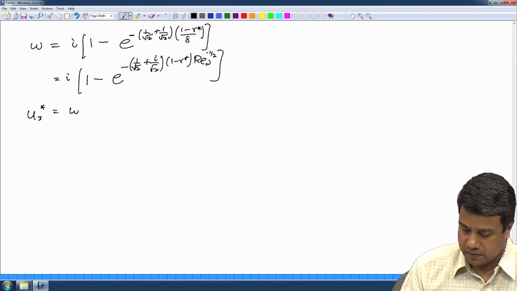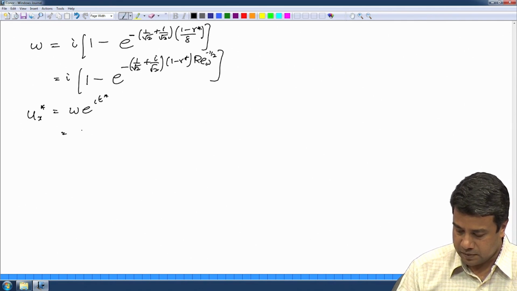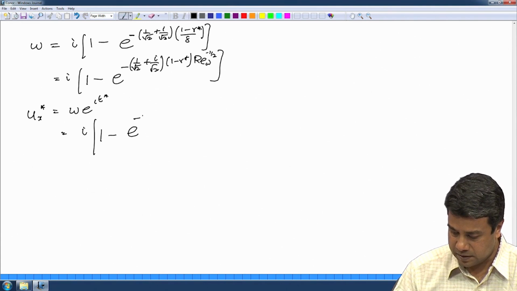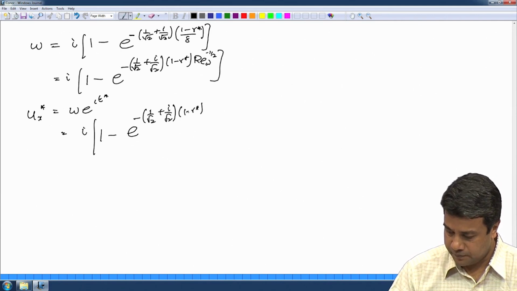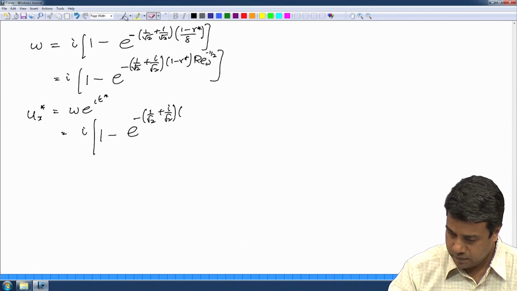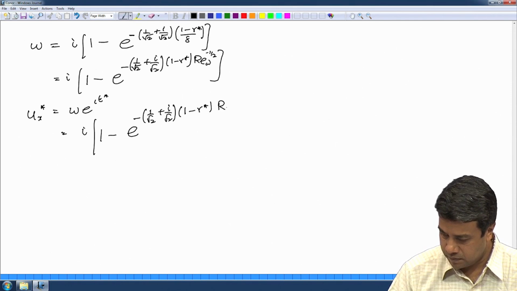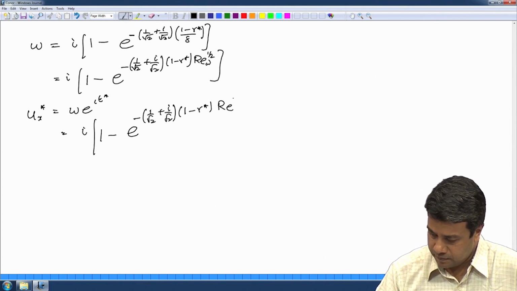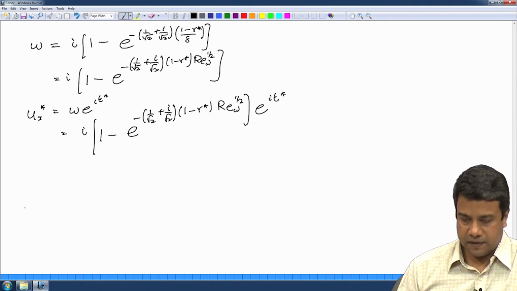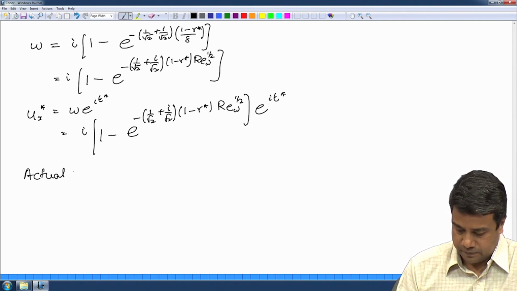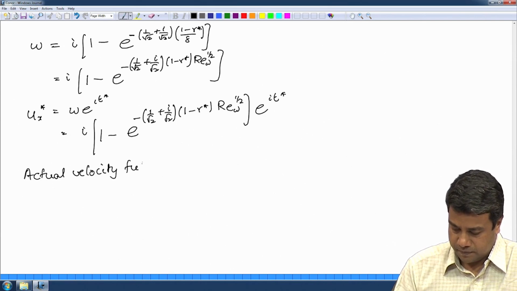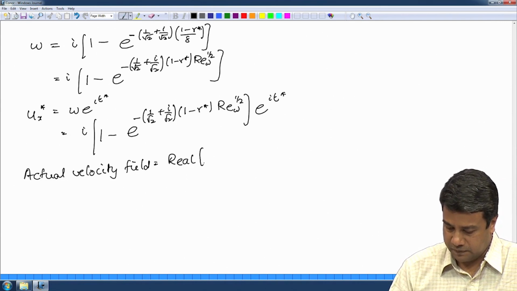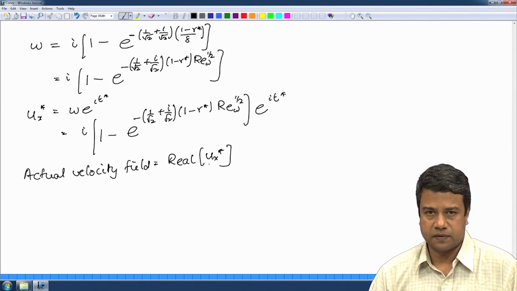u_x star is equal to w e^(i t star), which is equal to i into (1 minus e^(-...)). I am sorry, this should be Re^(+1/2), because of e^(i t star), and the actual velocity field is just going to be equal to the real part of u_x star. So, that is going to be the actual solution for the velocity field.